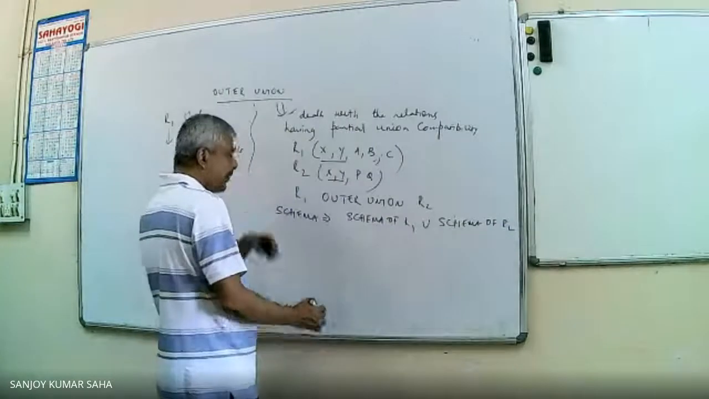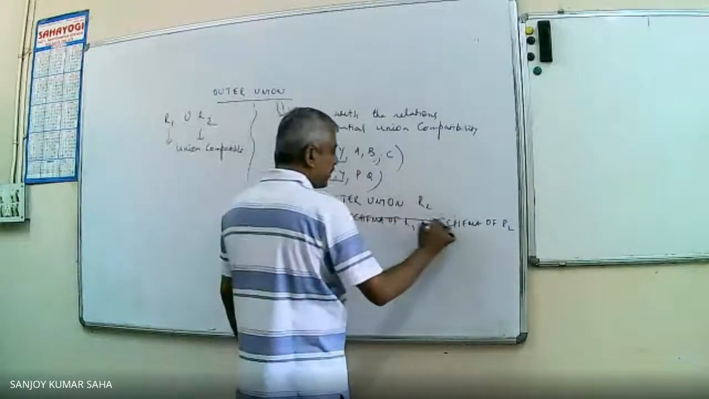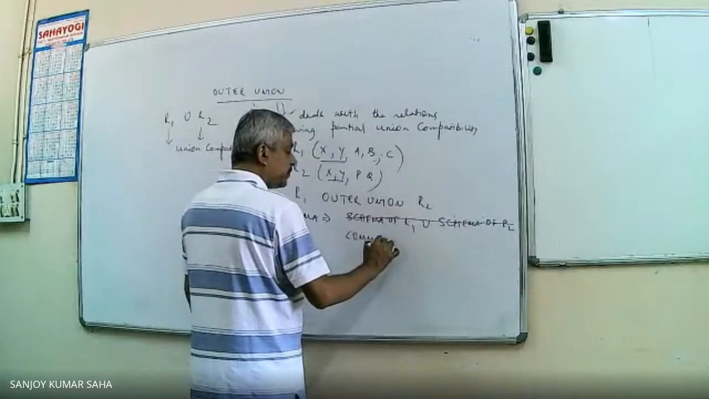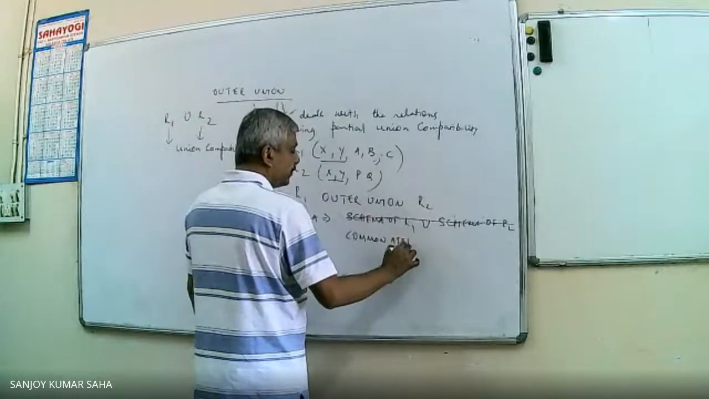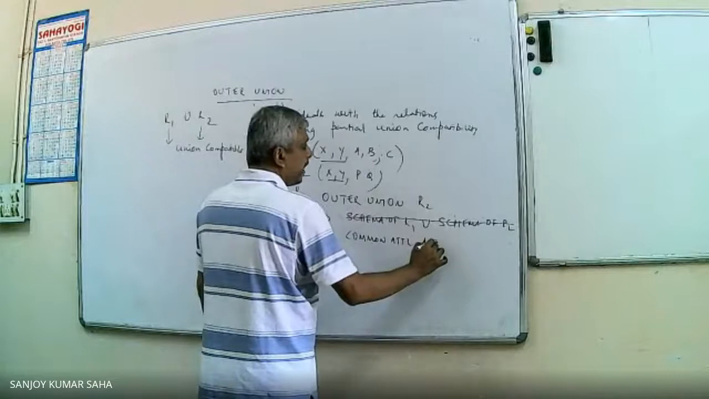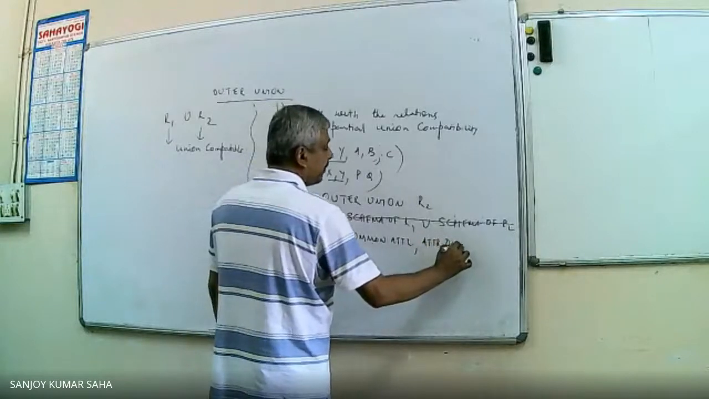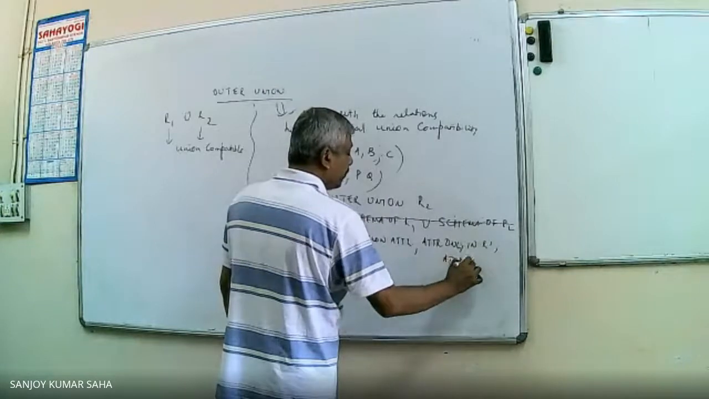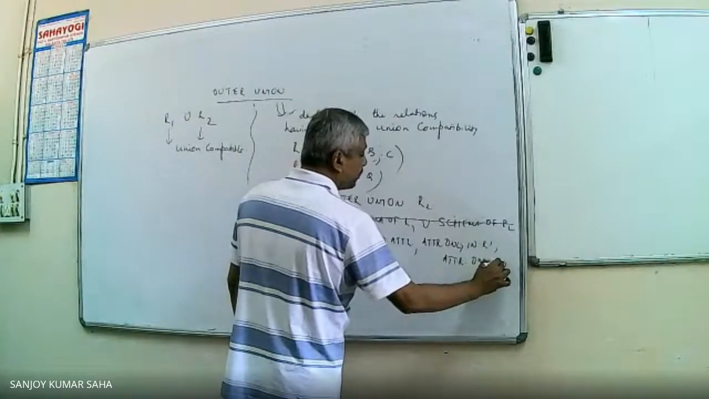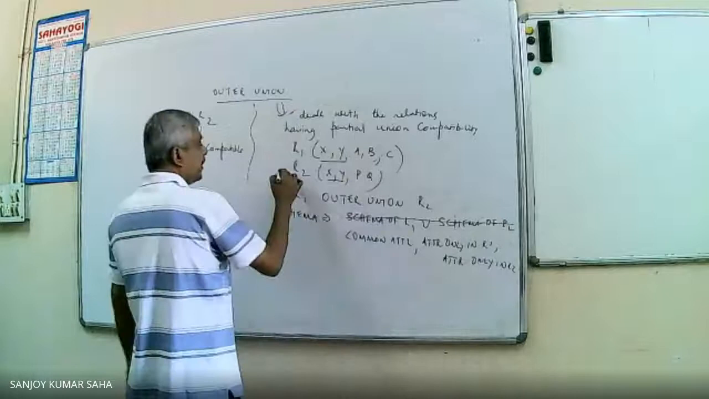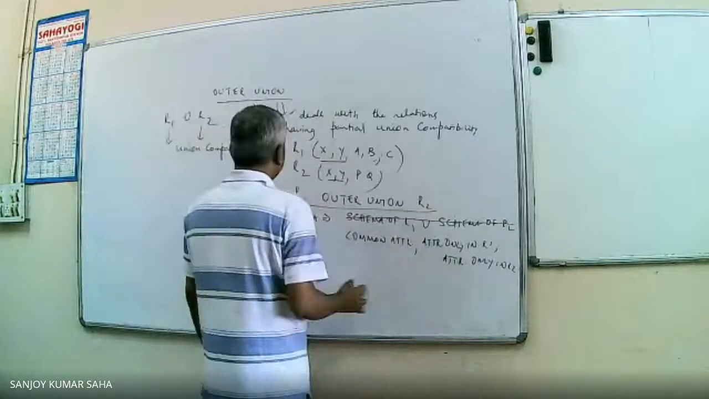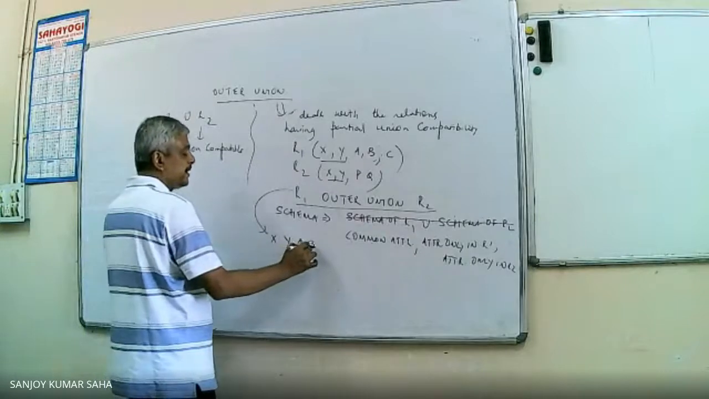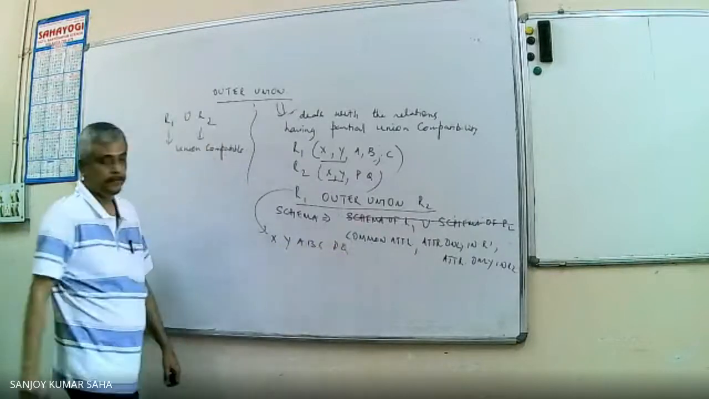Now, I should not write it like this. Common attributes, attributes only in R1, attributes only in R2. If I go for this, the output schema will be X, Y, A, B, C, P, Q.